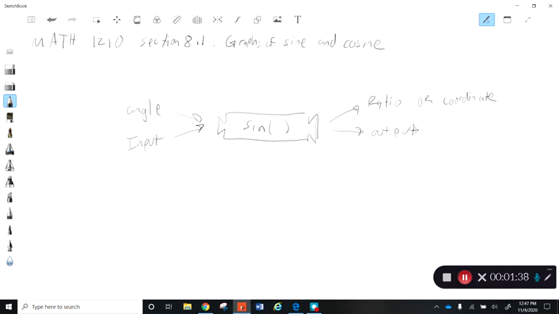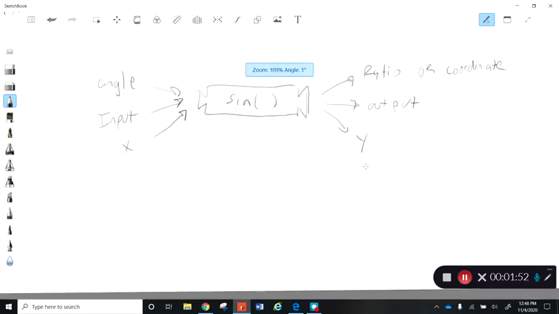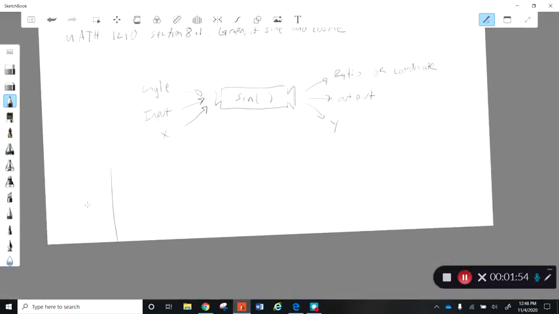So let's step back from the idea of angles and coordinates, and instead just think of this as a function with inputs that we'll call x and outputs that we'll call y, right? And then what we should be able to do is take this function and graph it in an xy plane, right? And somehow graph y equals sine of x. Come up with a picture of that.